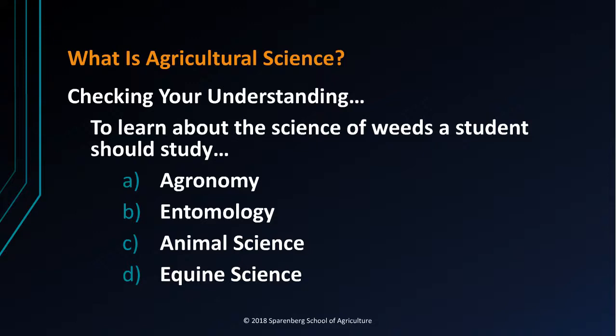Multiple choice. To learn about the science of weeds, a student should study A. Agronomy, B. Entomology, C. Animal science, or D. Equine science. The correct answer is A. Agronomy. Agronomy is a life science.